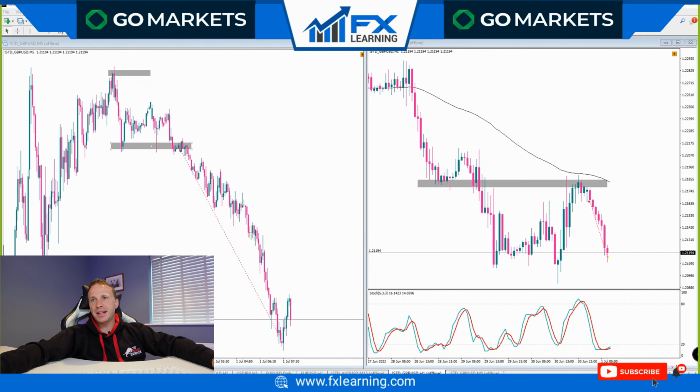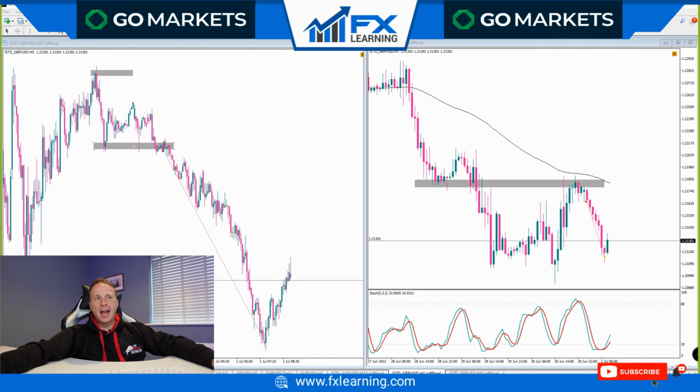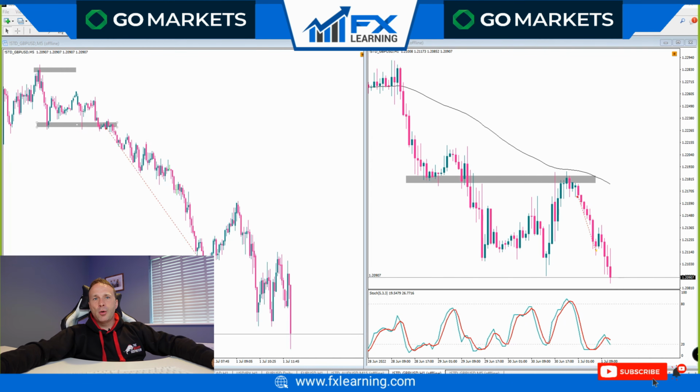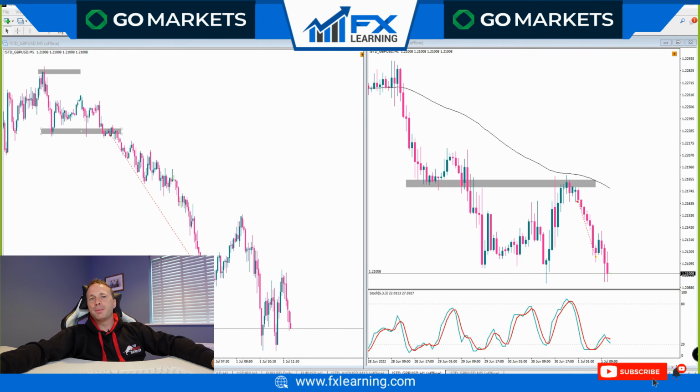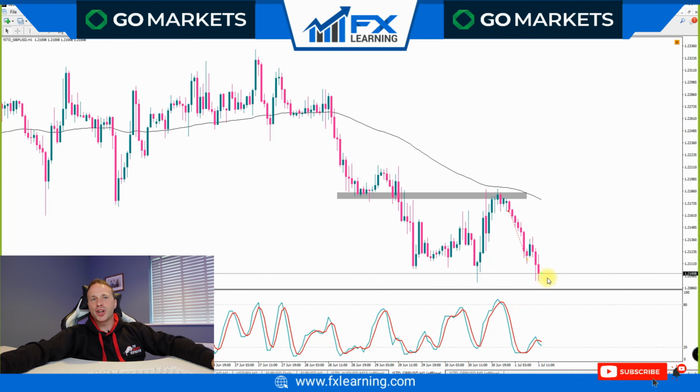Okay, let's repeat that process again. So let's see what happens here. Now we see here, this is the interesting part. You see on the 1 hour charts, you can see how the stochastics has gone oversold.